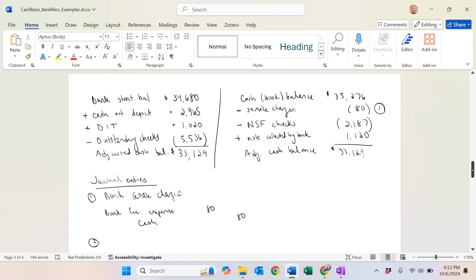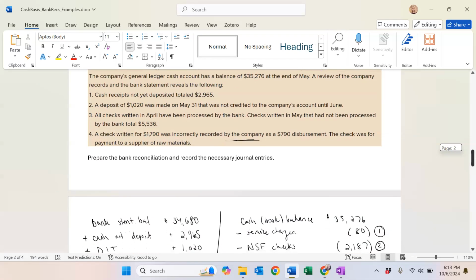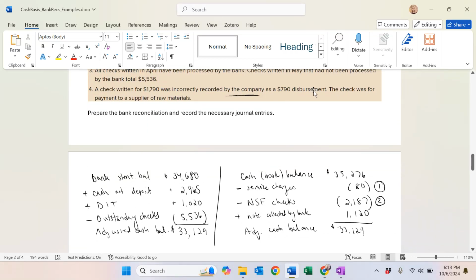Two, we have these non-sufficient funds checks. So what we need to do is, oh, we didn't account for the error. Sorry. One more thing. Item 4, a check written for $1,790 that was incorrectly recorded by the company as a $790 disbursement. So we wrote it as $790. It should have been $1,790. So we need to add in one more adjustment, subtract out the error. We need to make a bigger payment of $1,000. And because I cheated and looked at my notes for that total, the total's not going to change.